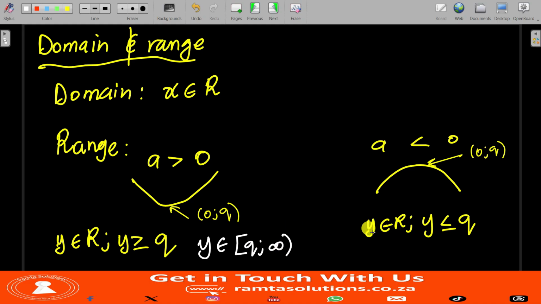So we write this. Or alternatively, with this one, we can say y is an element of, where does it come from? It comes from negative infinity. Where does it end? It ends at q. Does it exist at q? Yes, it exists, so we will use a square bracket. You can use this one as well. Remember, we are just using parameters. We haven't yet given them values, but you will see in the examples that we're going to use.